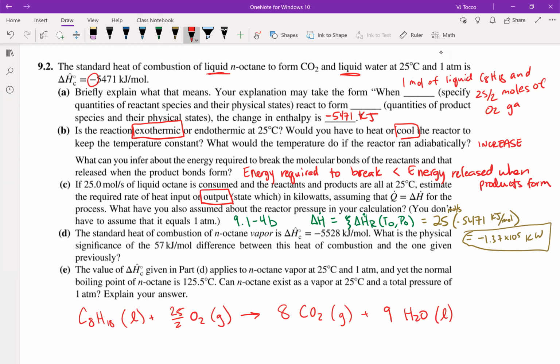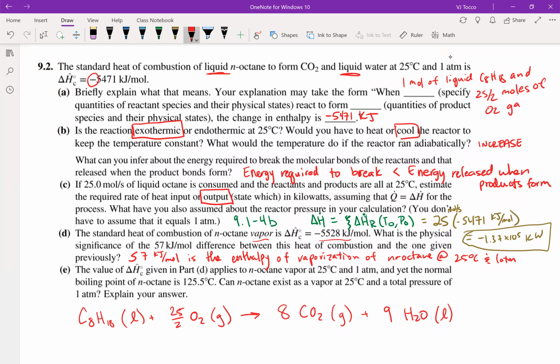Okay, part D says the standard heat of combustion of n-octane vapor is delta H C is minus 5528 kilojoules per mole. What is the physical significance of the 57 kilojoules per mole difference between this and the heat of combustion given previously? That significance is that the enthalpy of vaporization is 57 kilojoules per mole for n-octane at 25 C and 1 atmosphere.